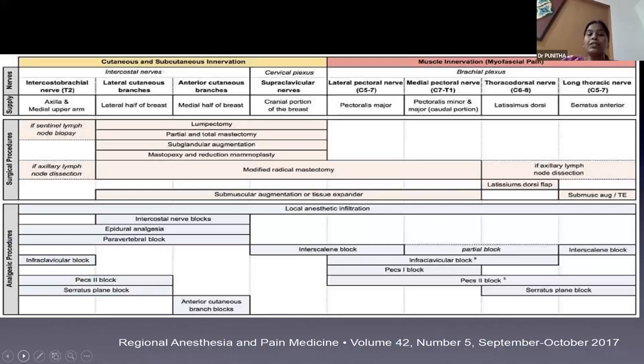So this is a concise depiction of all the procedures done and the blocks and the nerves that have to be addressed, published by Regional Anesthesia and Pain Medicine in 2017. For example, if you want to do a modified radical mastectomy, it tells you what all nerves have to be blocked, and what all cutaneous branches need to be addressed. And suppose we add the axillary lymph node dissection to it, then again, the picture gives you a fair idea what all should be blocked and how it helps us. Okay, next slide.